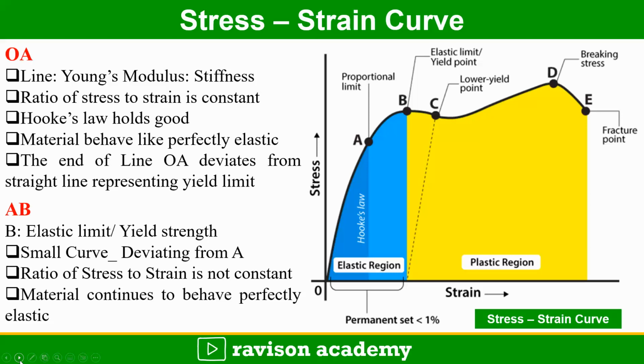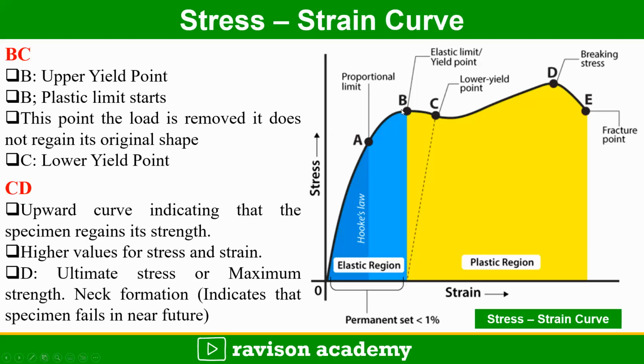Coming to the part B and C. B is the upper yield point. At this point, the material yields and the plastic stage starts. At this point, even though the load is removed, the material doesn't come back to its original shape. So the plastic stage starts at the point B and the point C is the lower yield point. Coming to the next part, from C to D, we are continuously increasing the stress. The upward curve indicates the specimen is regaining its strength.